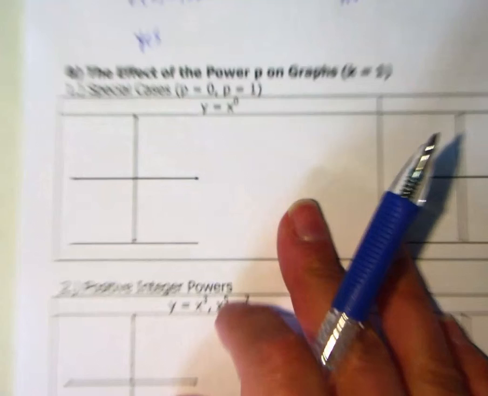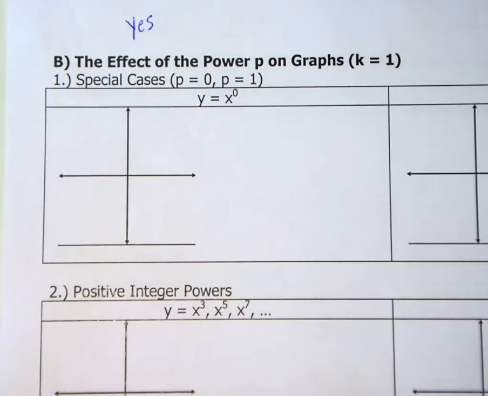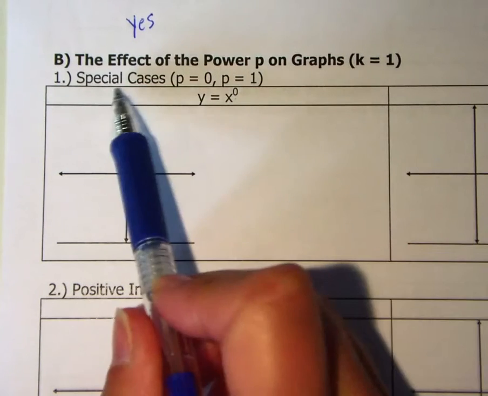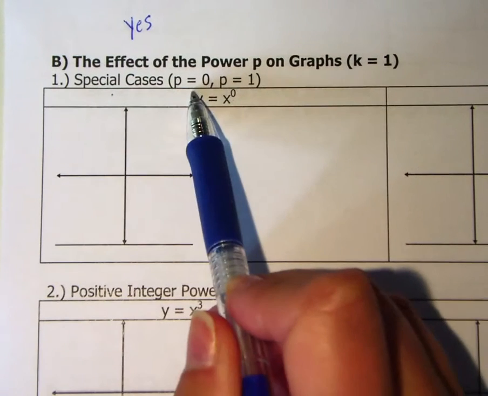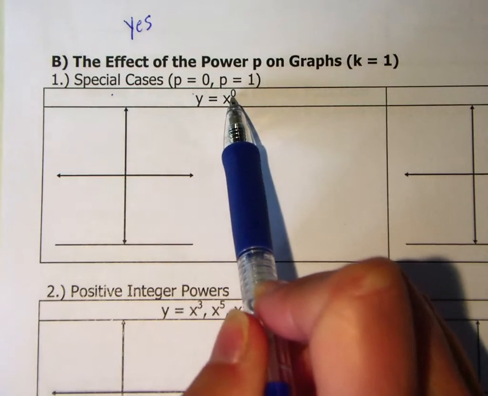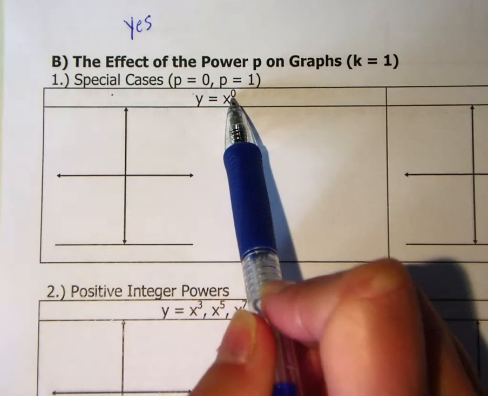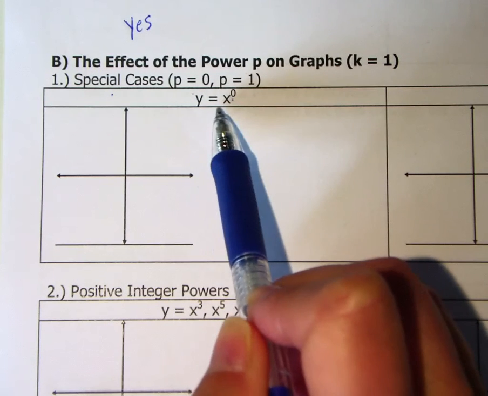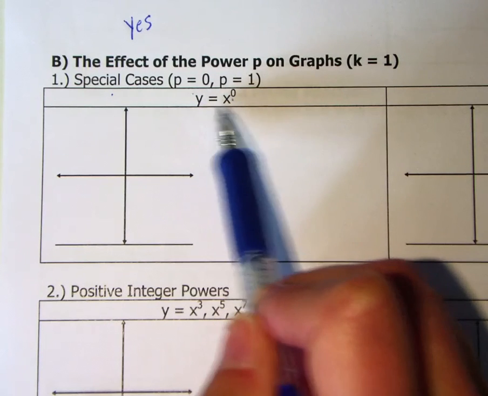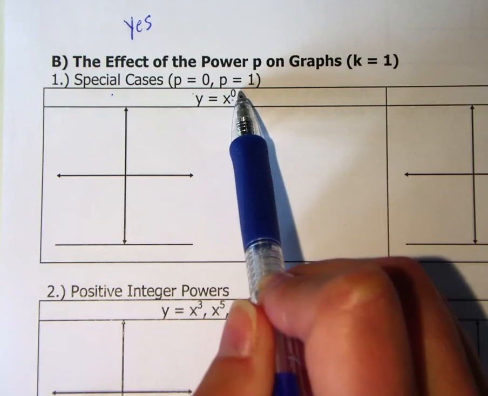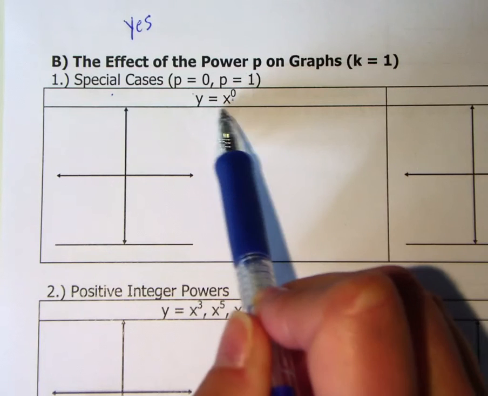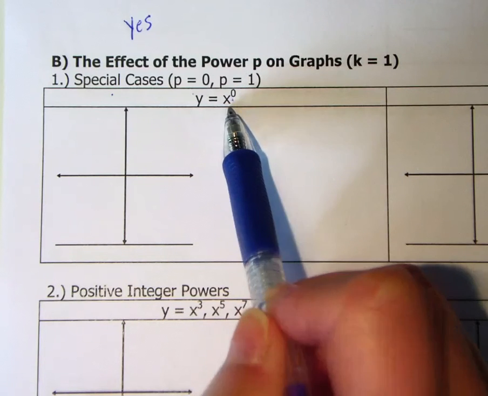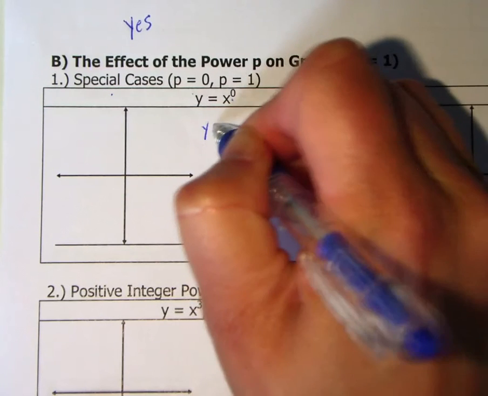So we'll do the first two together, and then I'm going to let you guys kind of play around with your calculators and look at what these different types of graphs look like on your own. Okay, so we have two special cases: when your power is 0 and when your power is 1. If we have y equals x to the 0, what is anything to the power of 0? 1. So this is really y equals 1.